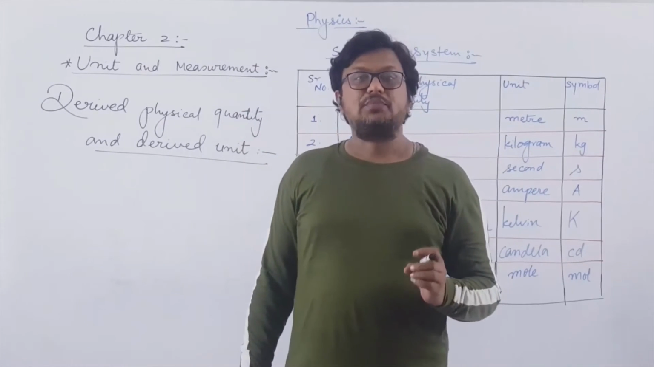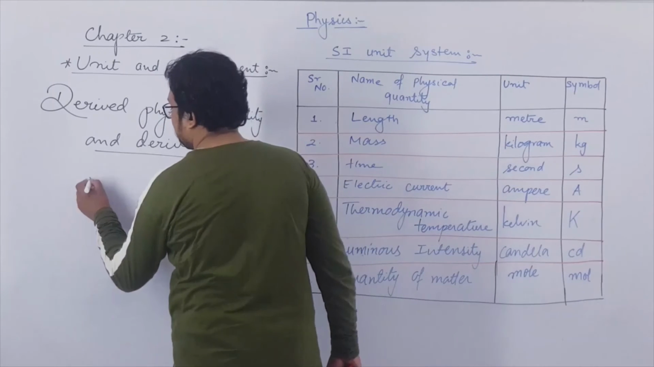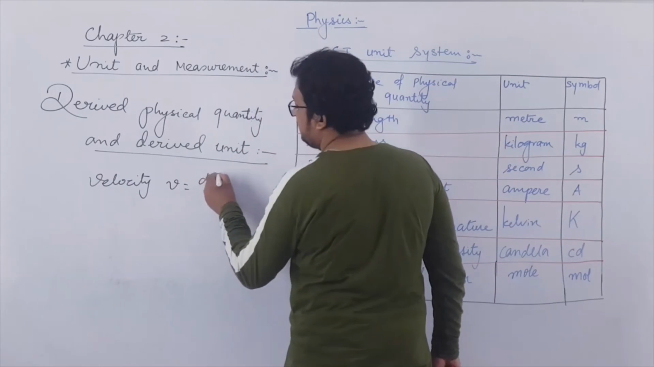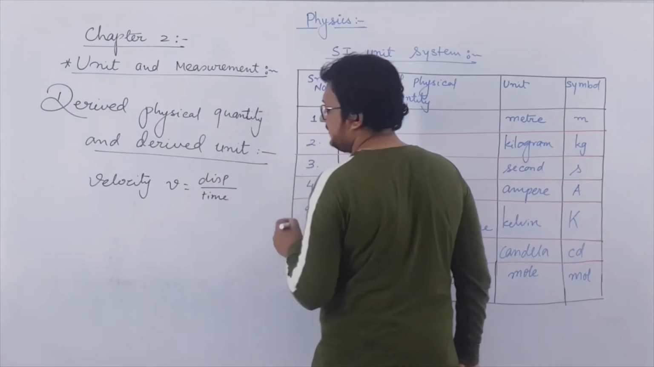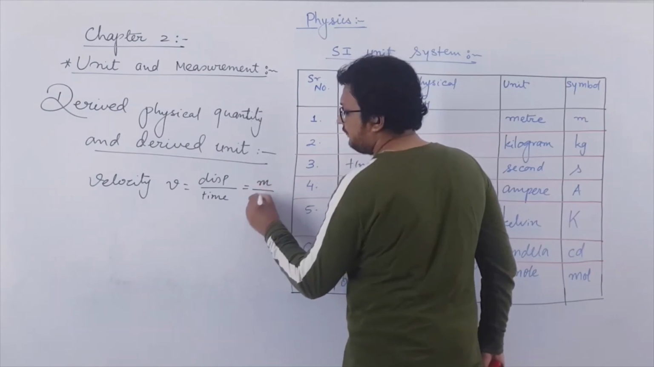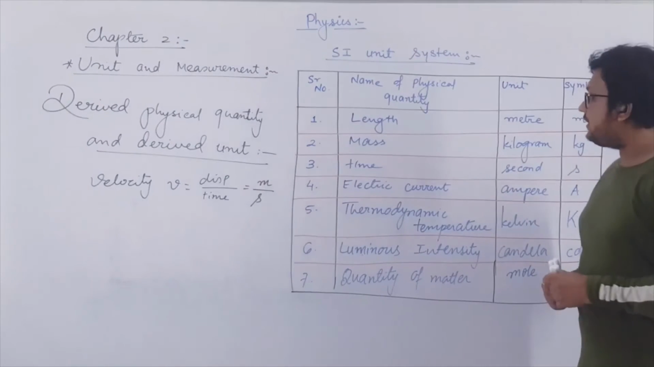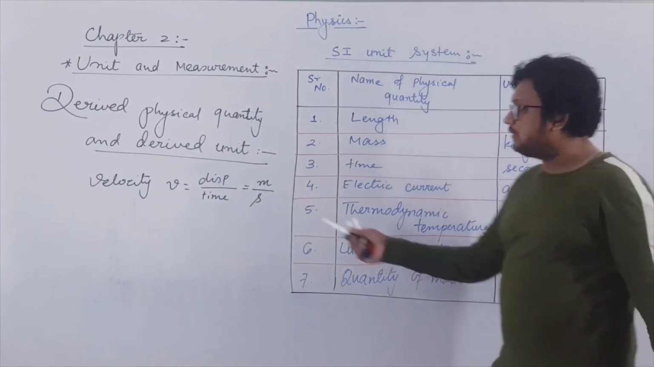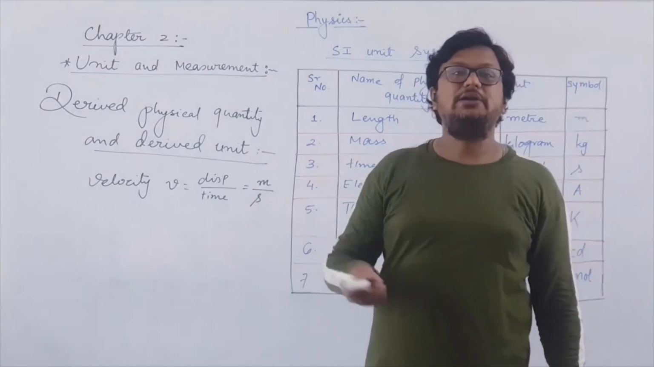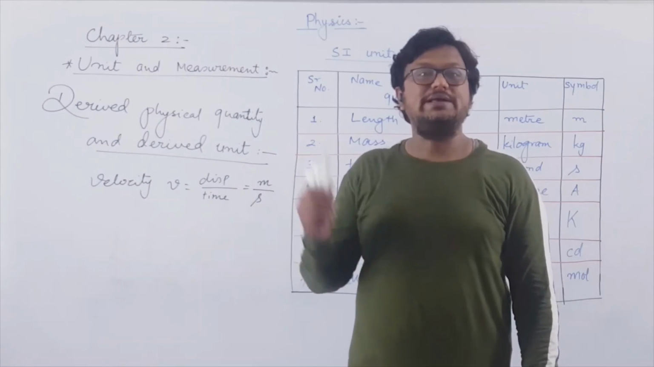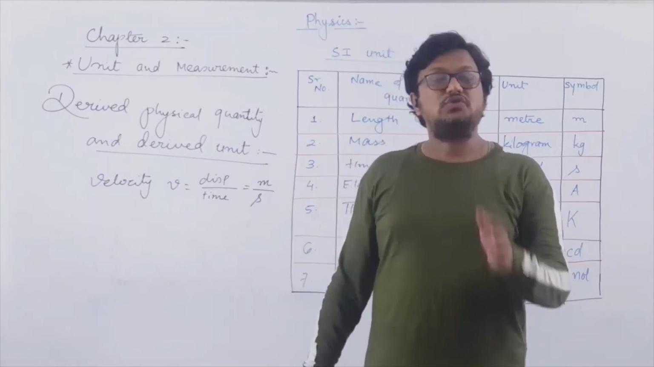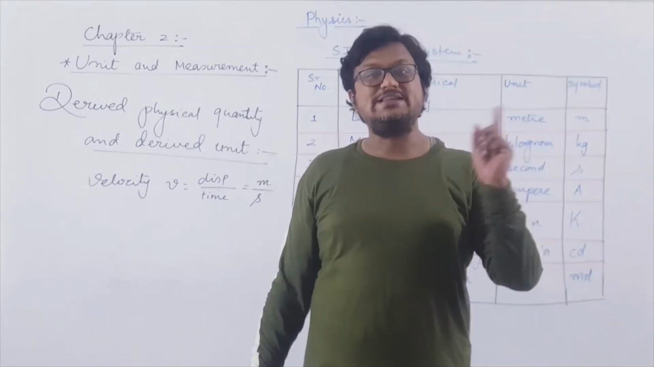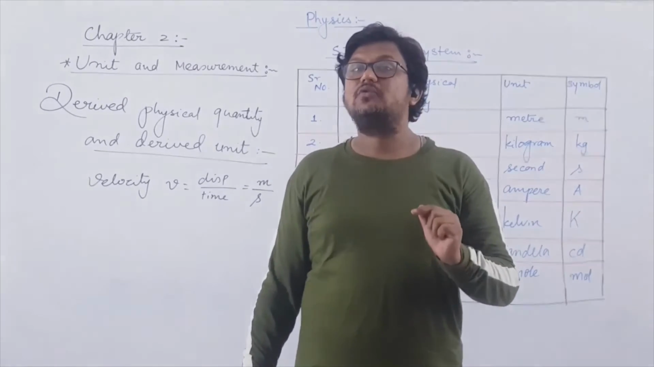Say for example, if we talk of velocity, then we know that velocity is defined as displacement upon time taken. The unit of displacement is meter and the unit of time is second. So meter per second. We have used meter and second and combined these units. So meter per second will be known as a derived unit, and velocity here will be known as a derived physical quantity. So those physical quantities whose units are derived from the fundamental units are known as derived physical quantities, and their units are known as derived units.